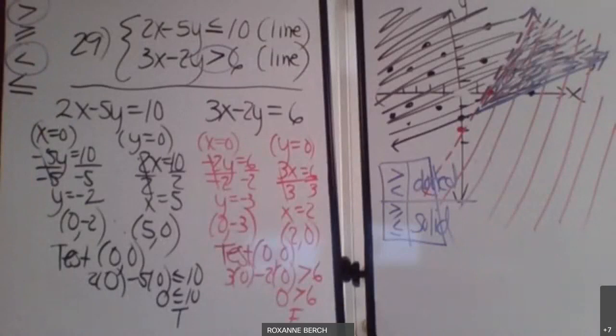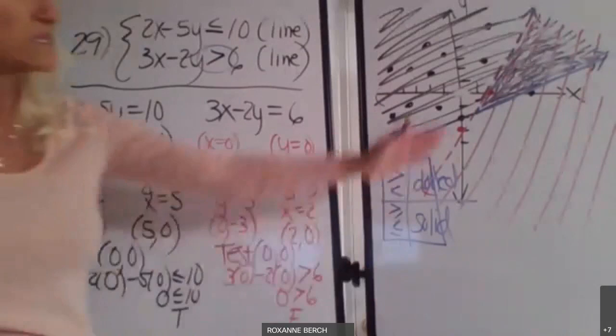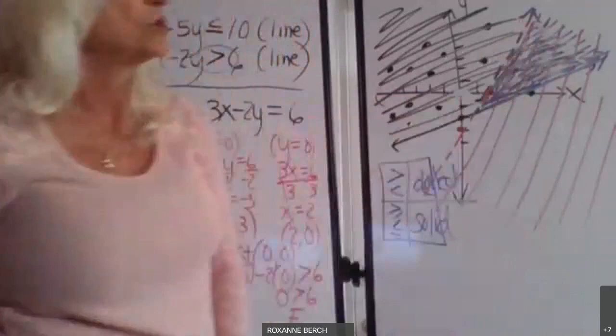Let me just check my answer real quick. This is 7-5. And this is number 29. Yeah, that's right. So it is a solid. It's like a little piece of pie. It's solid and dotted, shaded like that.